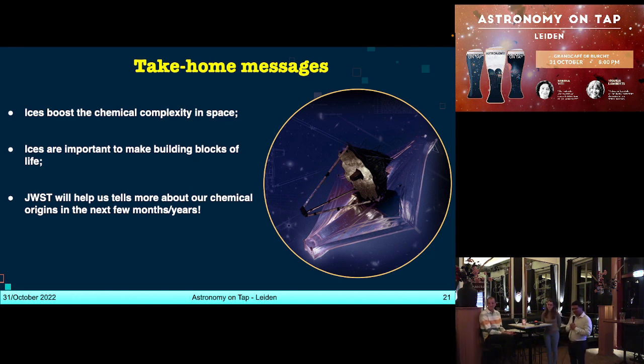So, if I understand correctly, correct me if I'm wrong, the previous speaker focused on molecules that emit light, and you focus on actually absorbing light, right? Yes.